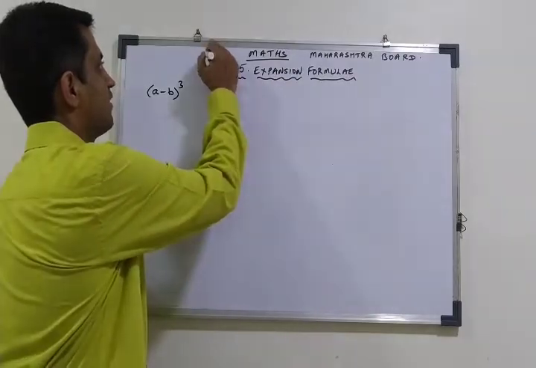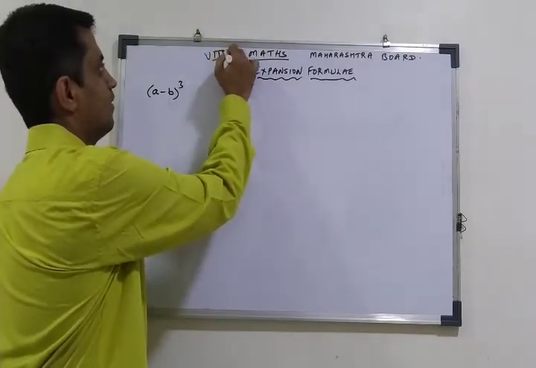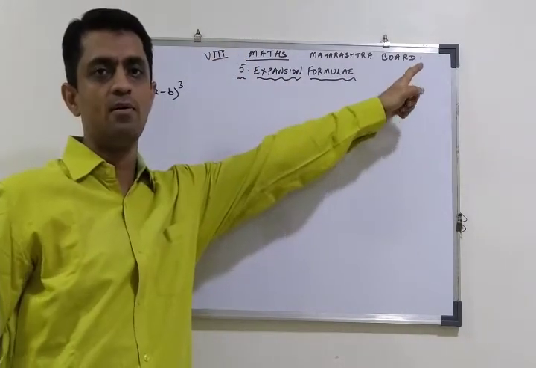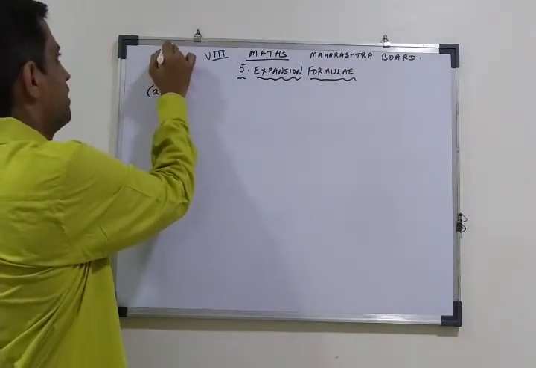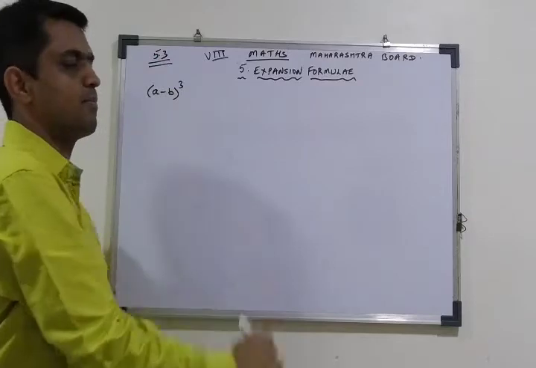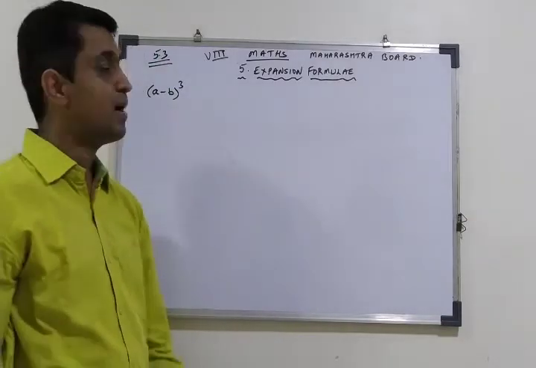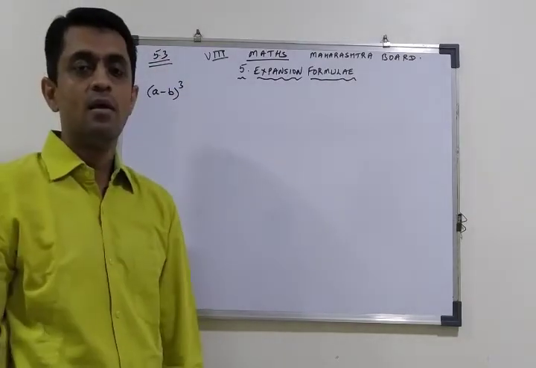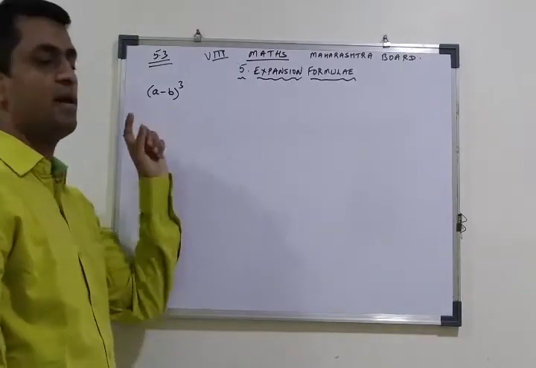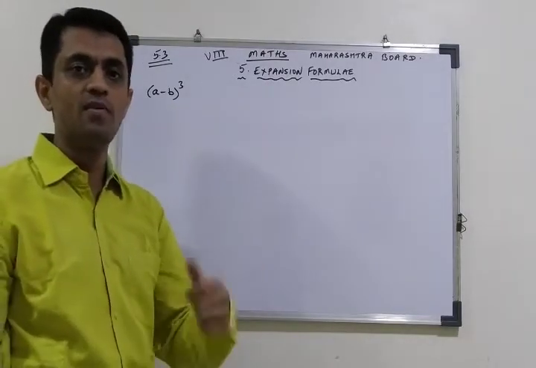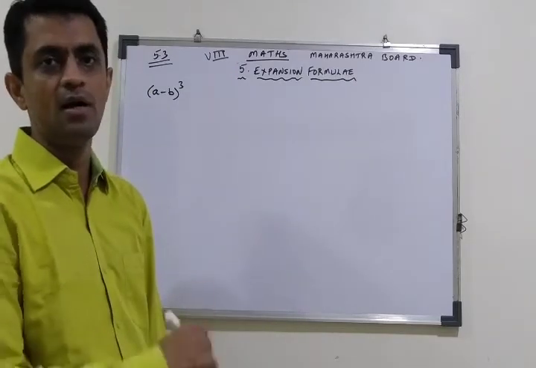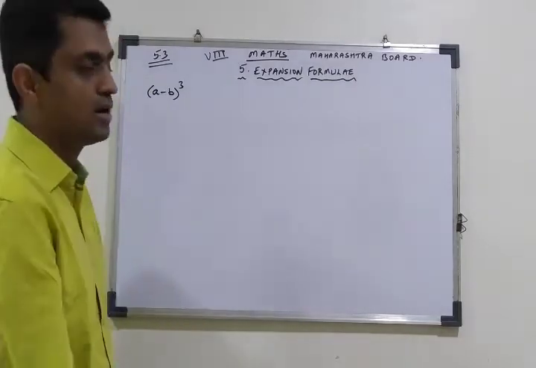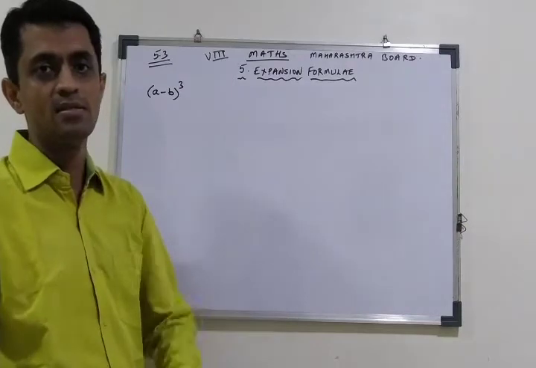This is the fifth chapter of 8th standard of Maharashtra State Board, and we are going to solve exercise 5.3, that is practice exercise number 5.3. Now this 5.3 exercise is based on this formula, a minus b the whole cube. So first we will learn how to derive this formula, so that we can use it in the exercise.